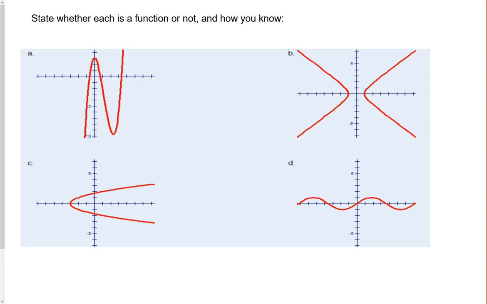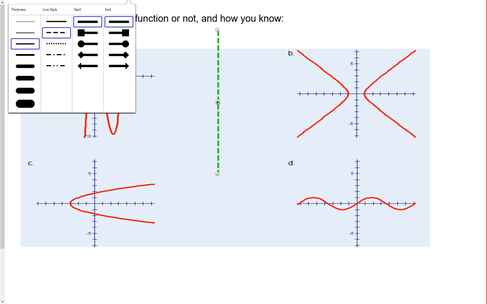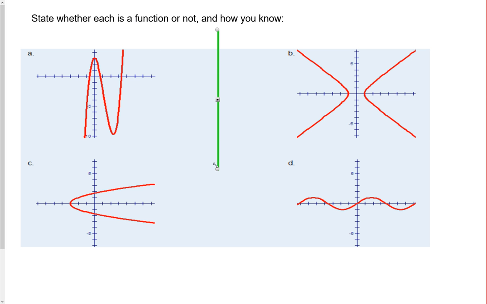Nice lovely green. And so I'm going to use this vertical line, and I'm going to try my vertical line test to see whether things are functions or not. So here's my first one. I'm going to move my vertical line over that, and I can see that I'm only ever touching the graph at one point. I'm never touching 2 points on the graph at the same time. So that first one is a function.